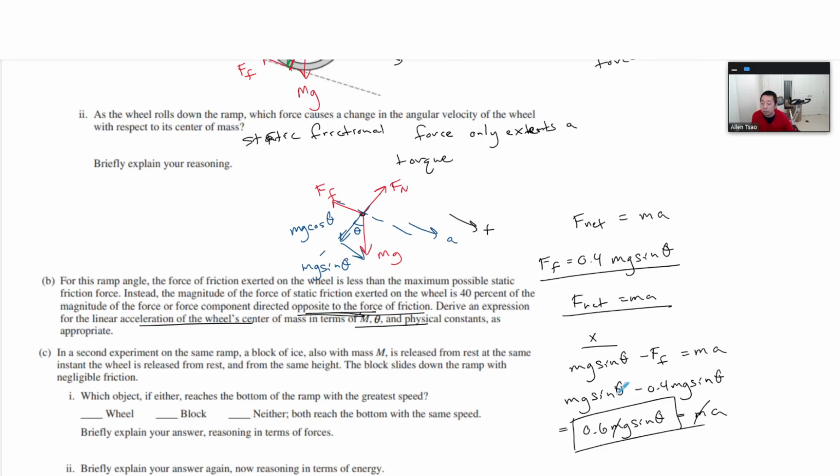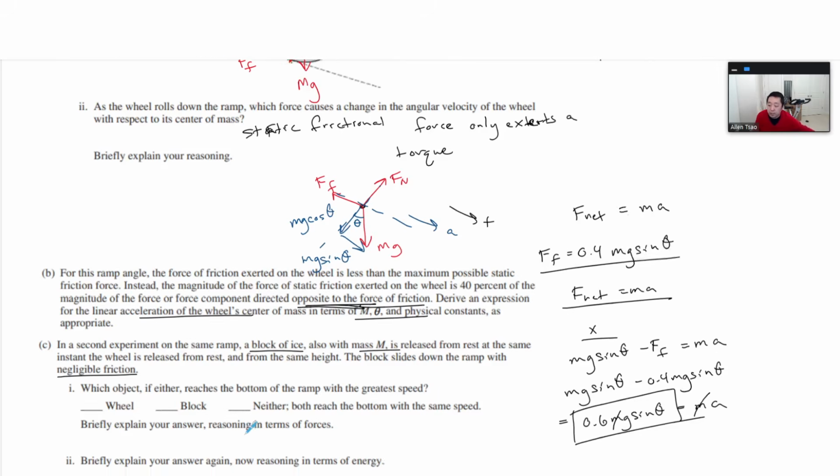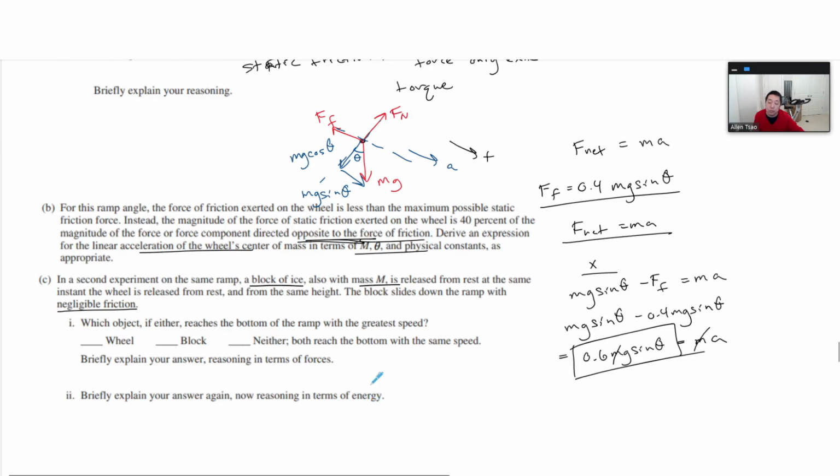Okay? All right, second experiment on the same ramp. A block of ice, also with mass m, is released at the same instant the wheel is released from rest, from the same height. The block slides down the ramp with negligible friction. Which object reaches the bottom of the ramp with the greatest speed? This is an energy question, and this is an important concept. They want you to answer in two ways: one in terms of forces, one in terms of energy.